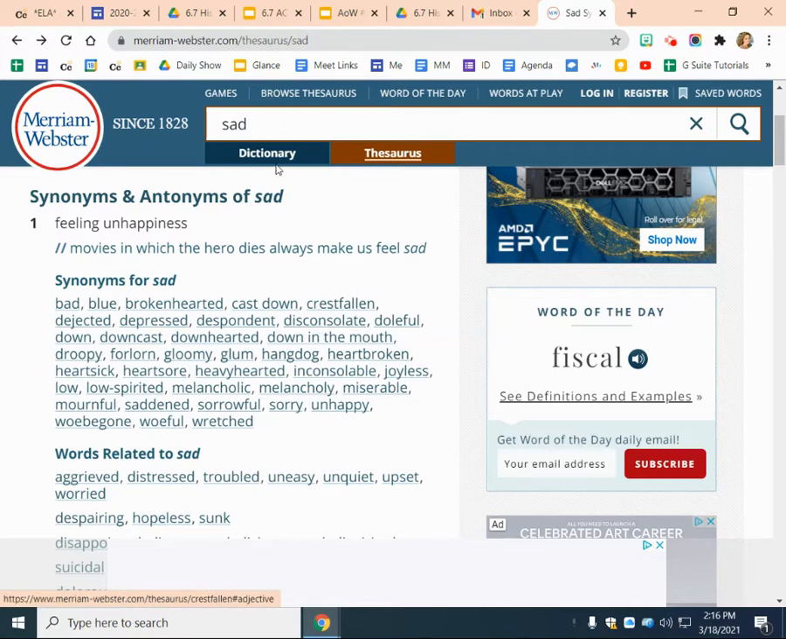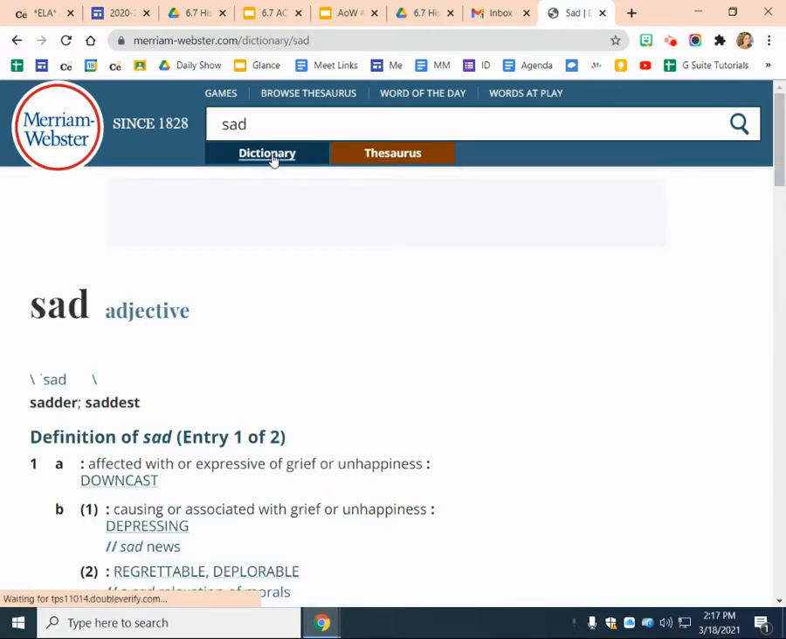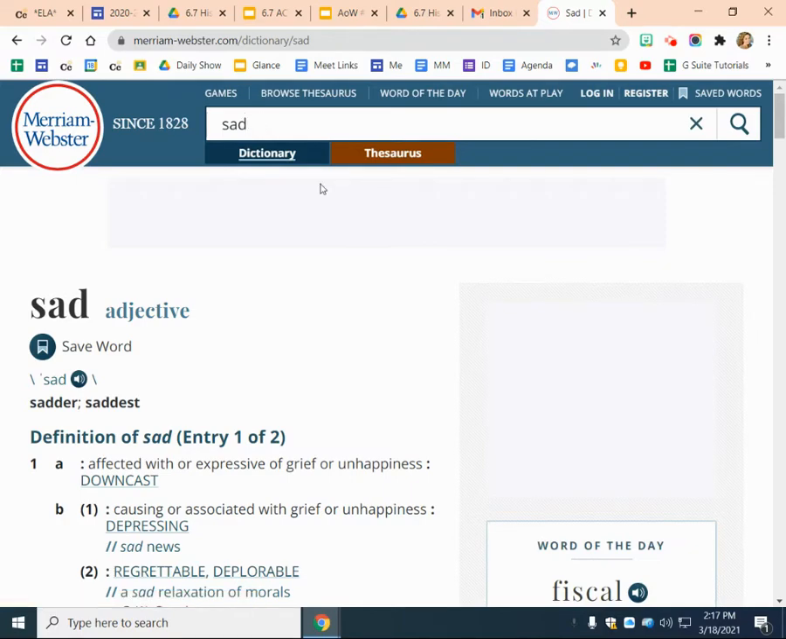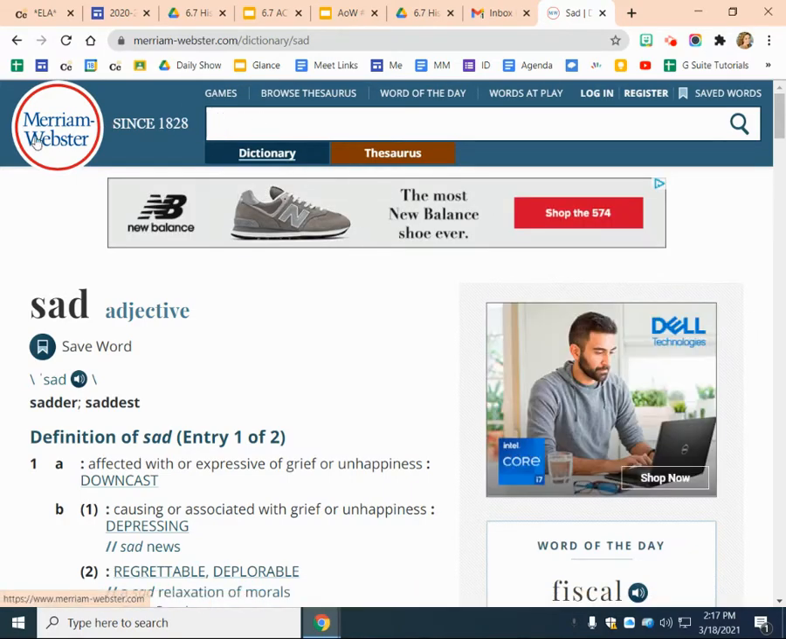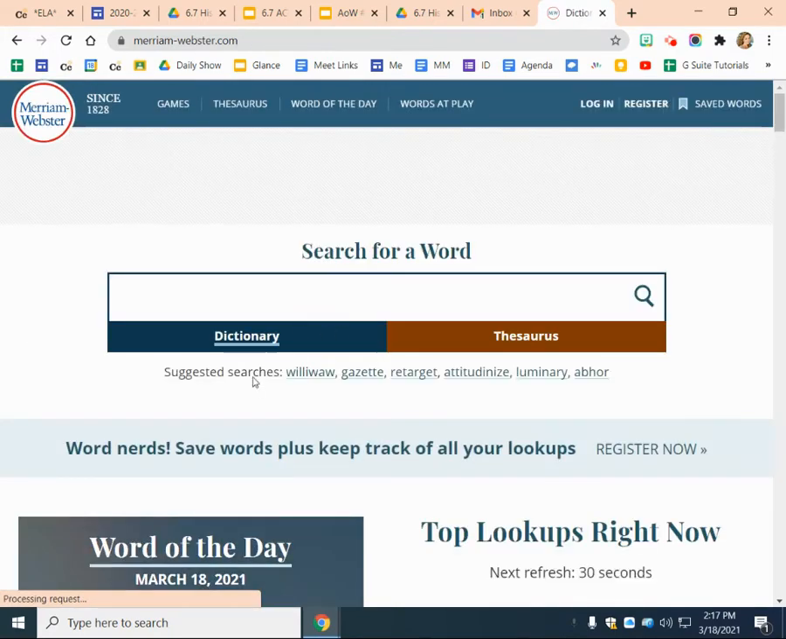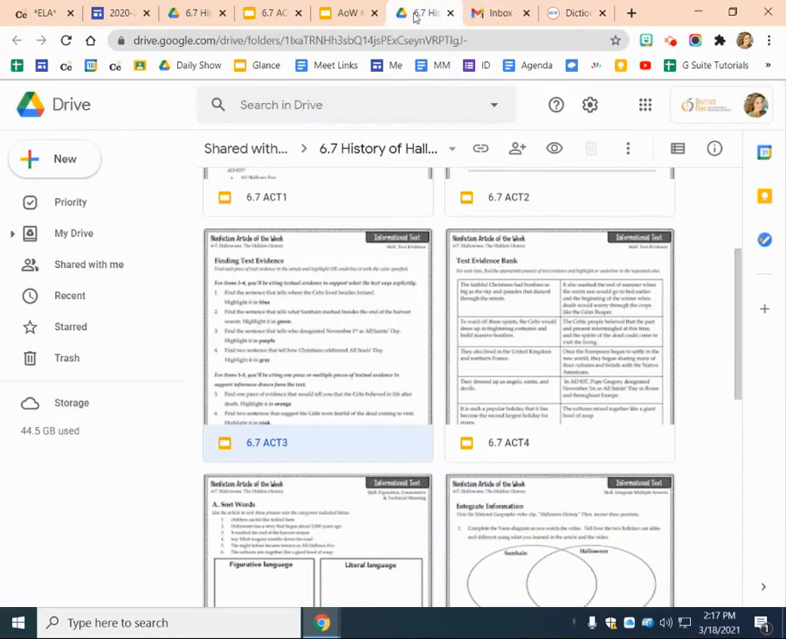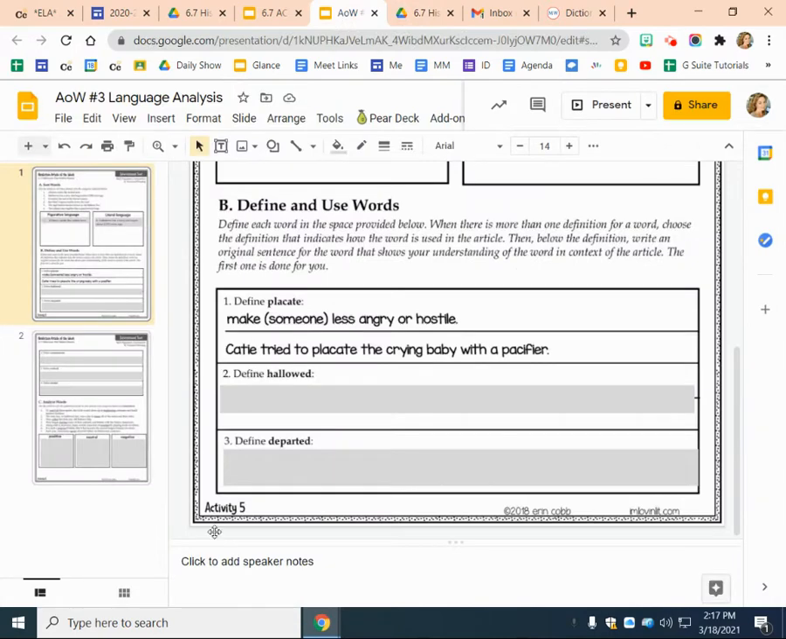But we're going to go back to the dictionary because that's what the assignment's asking us to do today. And we're going to delete sad. I'm just going to go back to the main page. And we're going to go to the assignment, and it's asking us to define a word here. Now, the first one's done for you.